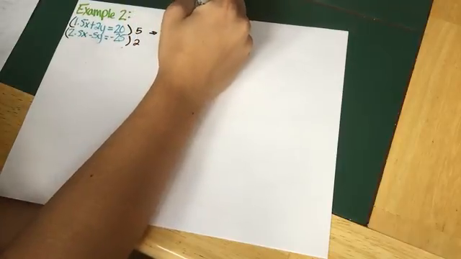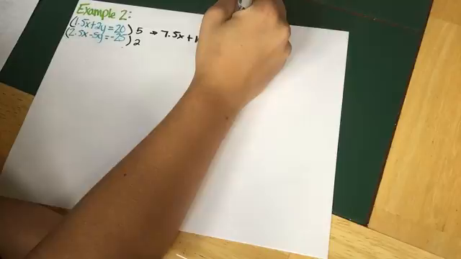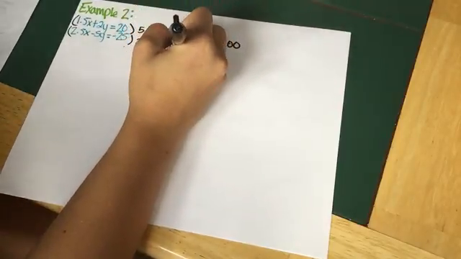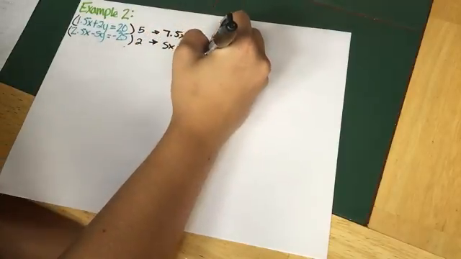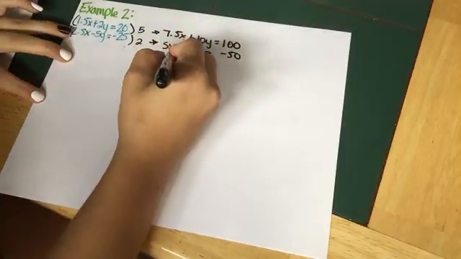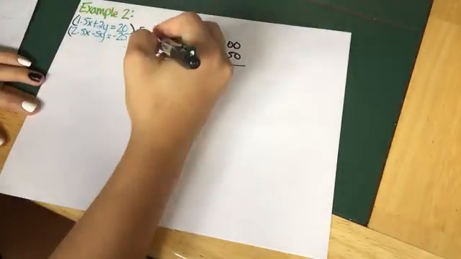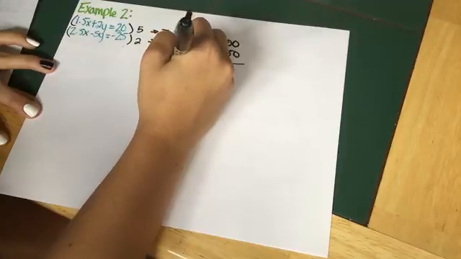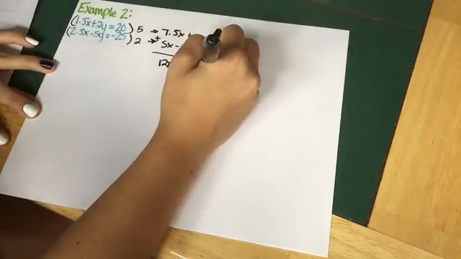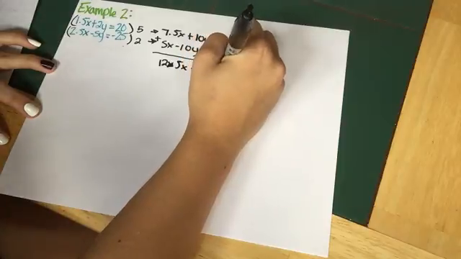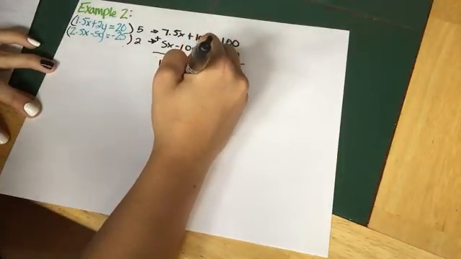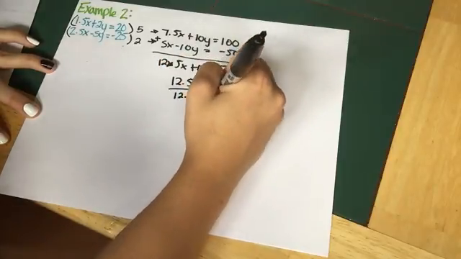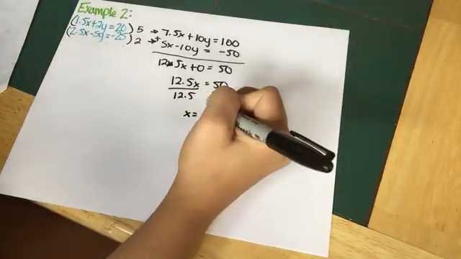7.5x plus 10y is equal to 100. And the bottom one would be 5x minus 10y is equal to negative 50. Now you add these together, and it would be 12.5x plus 0 is equal to 50. So it would be 12.5x is equal to 50. Now you divide by 12.5 from both sides. Making x equal to 4.